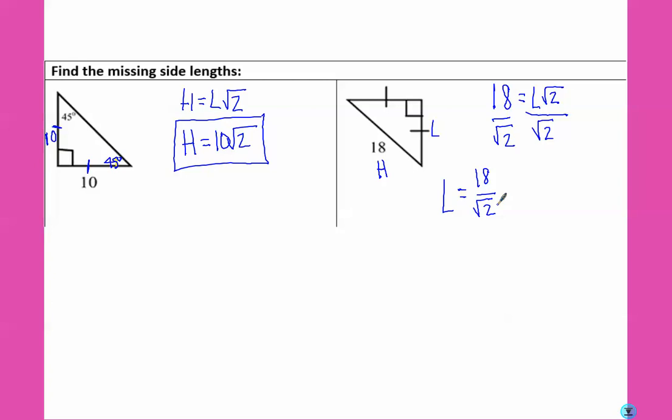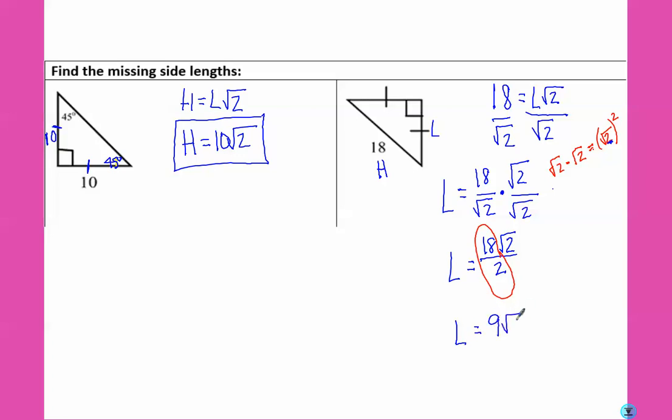But remember, we can't have square roots in our denominator, so we need to rationalize it by multiplying top and bottom by the square root of 2, which will give us 18 square roots of 2 over, remember, square root of 2 times square root of 2 is the same thing as square root of 2 squared. Square and square root undo each other, so we would just be left with 2. And then can we simplify our fraction? We can. 18 divided by 2 would be 9. So our legs have a length of 9 square roots of 2.